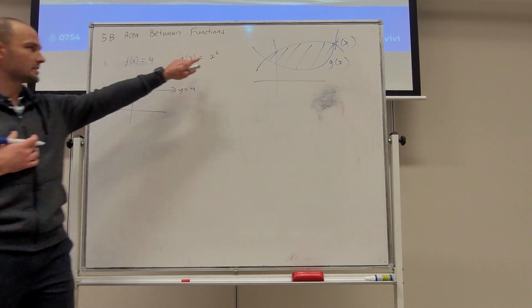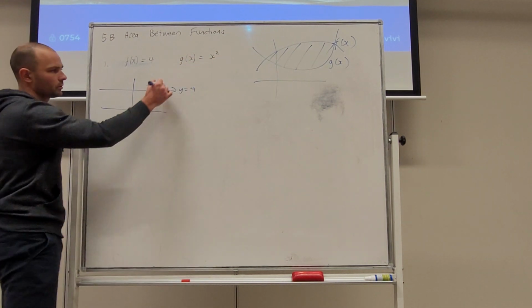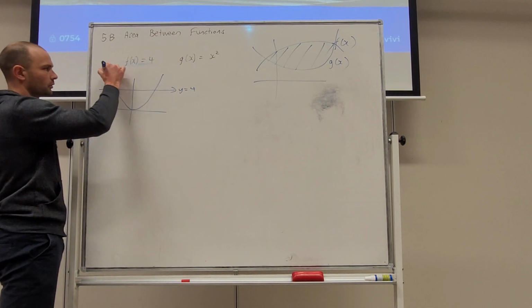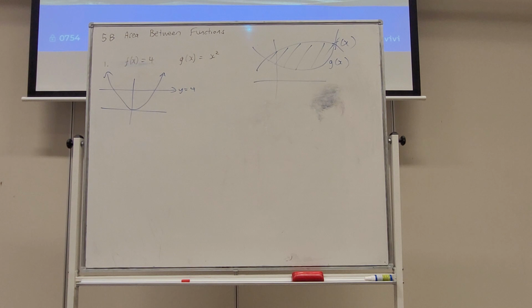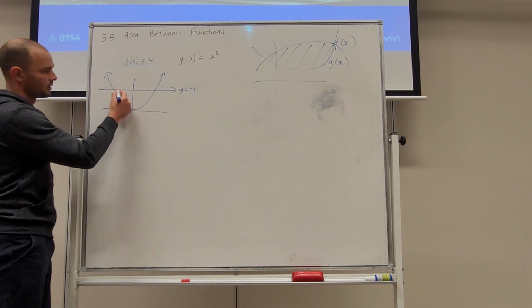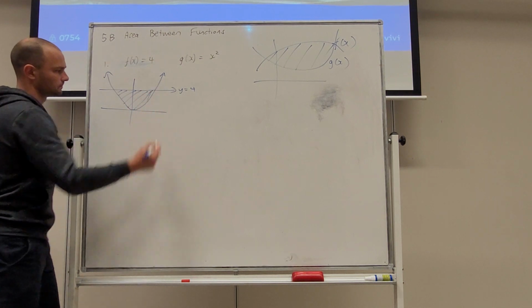And the second function is x squared, and we're pretty familiar with that quadratic now. That's a parabola, goes through the point 0, 0. That's going to be our second function. Now we want to find the area enclosed by these two functions. So we want to find this area here.